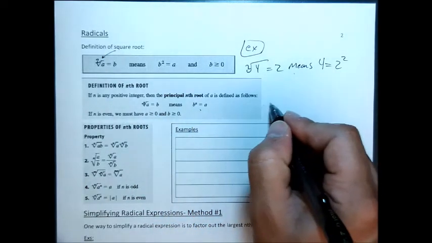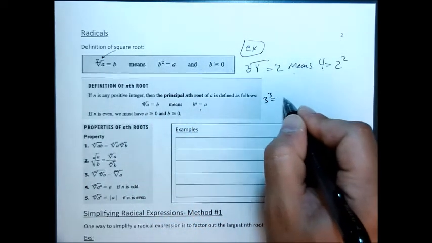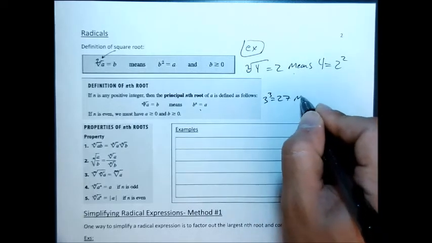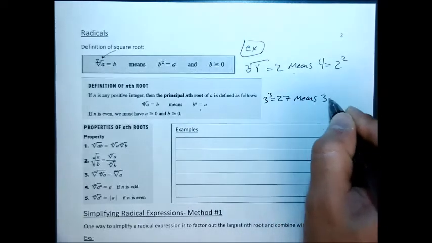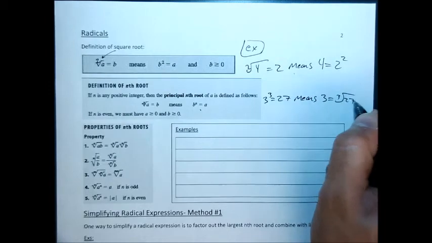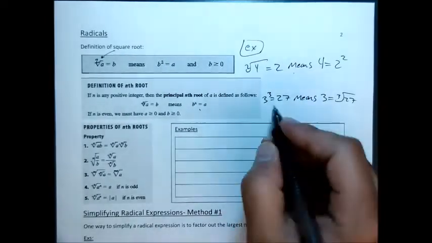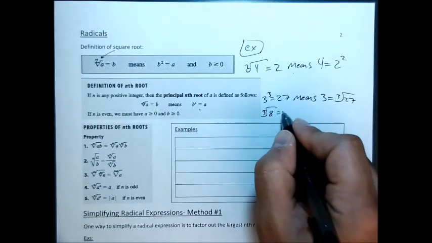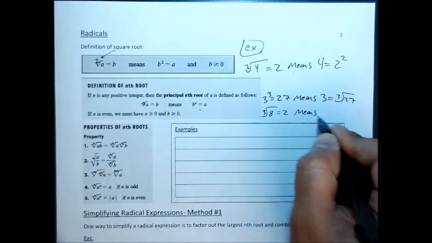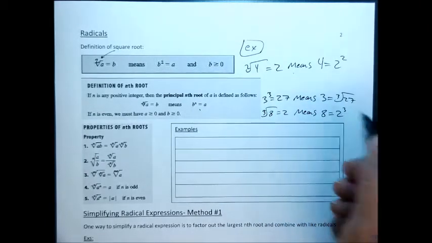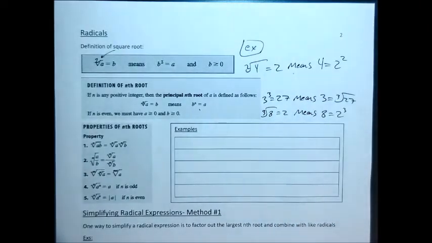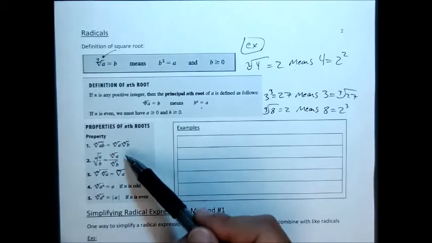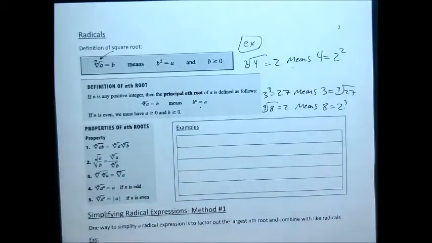So for example, we could say 3 cubed equals 27. That's the same thing as saying 3 equals the cube root of 27. Or we could go the other way too. We could say the cube root of 8 equaling 2. That means the same thing as 8 equals 2 cubed. And so we have that relationship that goes both ways. And we also have some properties that go along with it. Now, these properties here can be used sometimes, maybe most of the time.